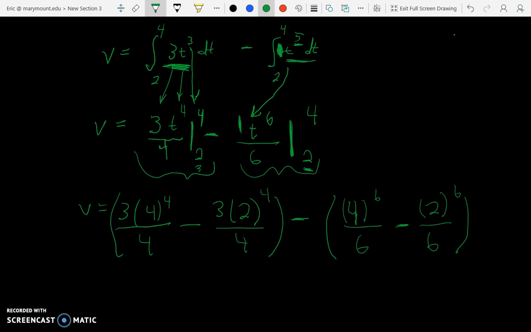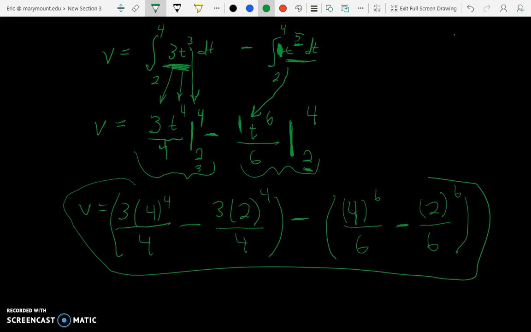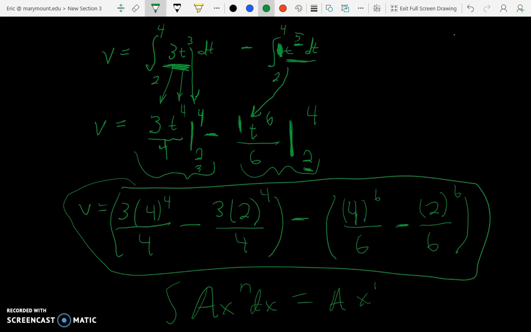Then all of this you would plug and chug into your calculator and get a final number for your v. So that's the basic structure that you use to find the integral of some function A x to the n. The integral of Ax to the n dx is generally A times x to the n plus 1, all divided by n plus 1, evaluated at your endpoints, a and b.